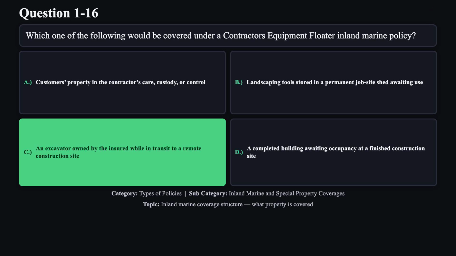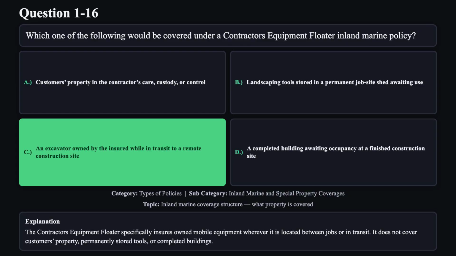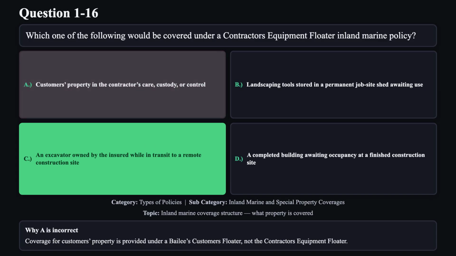The correct answer is C. The contractor's equipment floater specifically insures owned mobile equipment wherever it is located between jobs or in transit. It does not cover customers' property, permanently stored tools, or completed buildings. Reason A is not correct. Coverage for customers' property is provided under a Bailee's customer's floater, not the contractor's equipment floater.